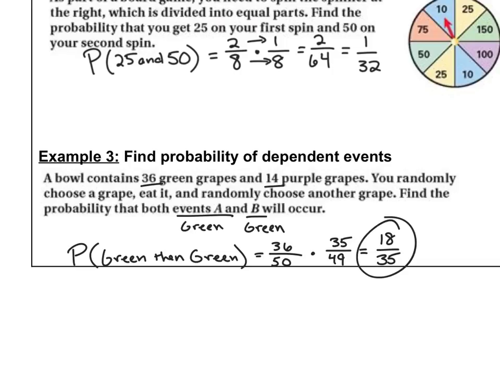Okay? So understanding dependent events is that the second probability will be reduced at least by 1 at the bottom, because whatever it is you're doing, it probably will take one away. And in this case, the key here is that we were eating a green grape first, so that's why our top number went down as well.